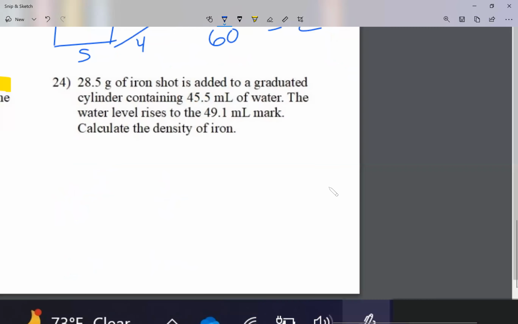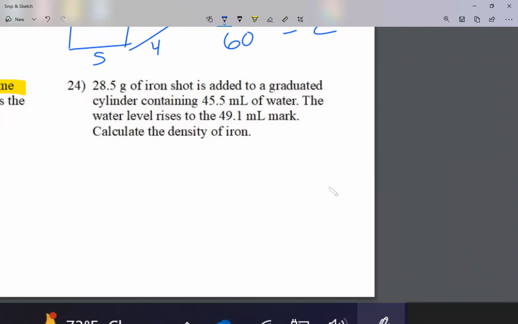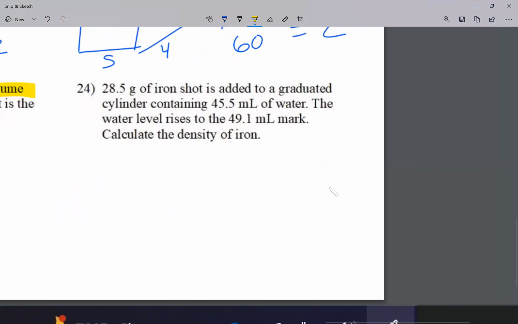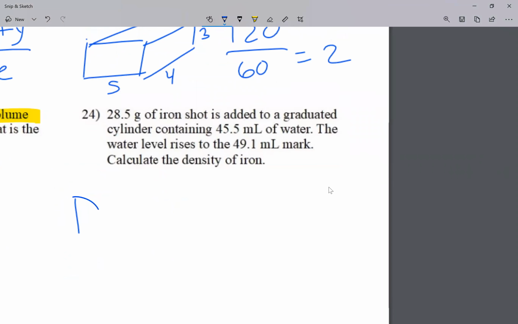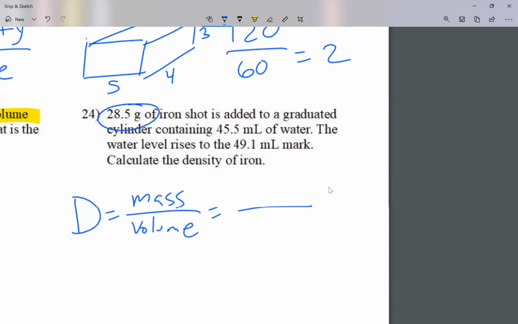Let's take a look at another example here. So 28.5 grams. I already know that the mass of iron shot is added to a graduated cylinder containing 45.5 milliliters of water. So let me start here. I know I'm going to say my density is mass over volume. The volume is always at the bottom. And I just said 28.5 grams. So that's the weight, that's mass. Now I have to figure out the volume here. So let me continue reading it. This is added to a graduated cylinder containing 45.5 milliliters of water. So let me highlight that. And the water level rises to 49.1 milliliter mark. So calculate the density of iron.